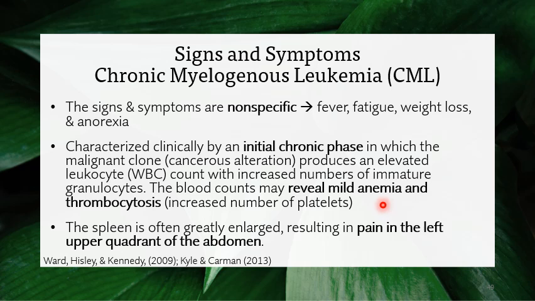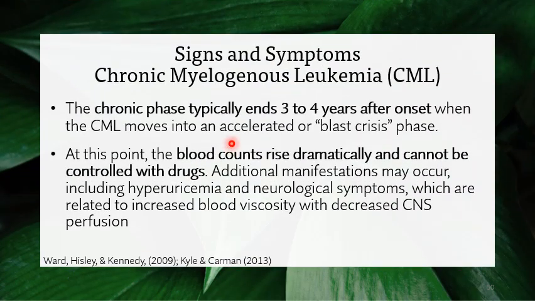And actually here, the spleen will be enlarged, and patients will come with complaints of pain in the left upper quadrant of the abdomen. So we have to make sure to assess the children for pain in the upper quadrant of their abdomen. This chronic phase actually happens 3 to 4 years before the blast crisis phase, as we call it. At this point, the blood count will rise dramatically and cannot be controlled with drugs.